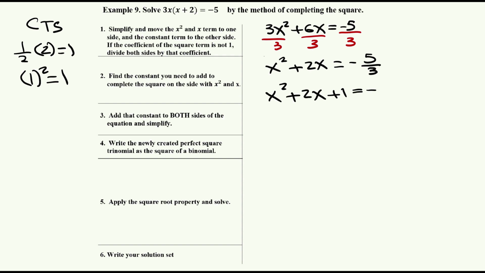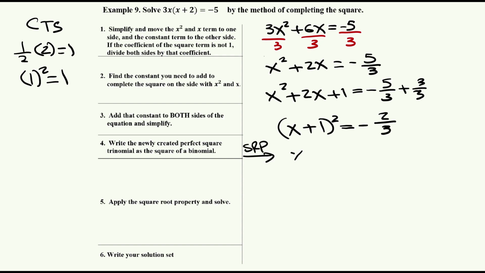So we get equals -5/3 plus 1, which we can of course write as 3/3 to help us save one step. All right, so on the left side, we know we have (x plus 1) squared. On the right side, we have -5/3 plus 3/3, which is -2/3. So now we go ahead and apply the square root property to get x plus 1 equals plus or minus square root of -2/3.